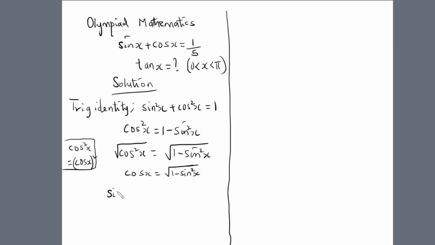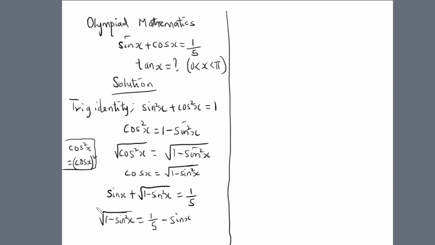So we have sin x from the question plus cos x, which is now the square root of 1 minus sine squared x, and that is equal to 1 over 5. The next thing I want to do is to make this square root of 1 minus sine squared x the subject of the formula. So I'm going to move sine x to the right hand side. I'll have the square root of 1 minus sine squared x equal to 1 over 5 minus sine x.